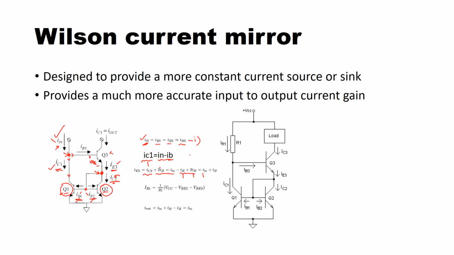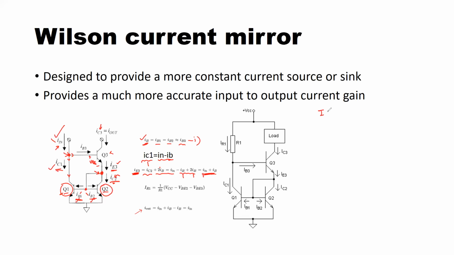So we have the final expression of the emitter current, I3, which is equal to I in plus IB. Okay, so there was an IB term which was hiding in there. So I in plus IB. And now we get the final expression by saying that I out is nothing but the collector current IC3.